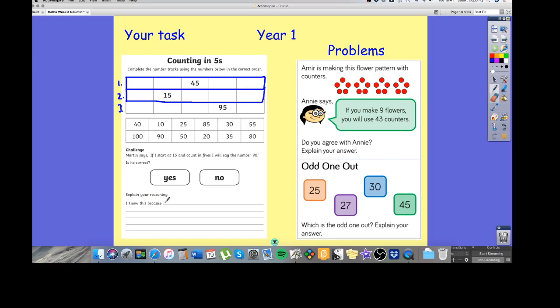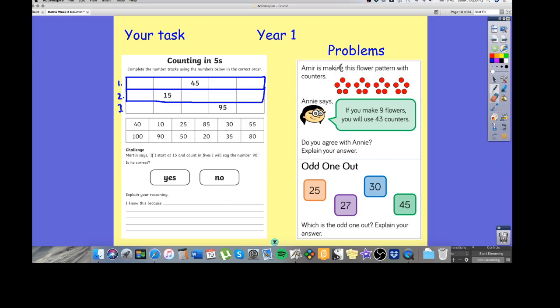That's nice and simple. Explain. So I know I'm correct because. How do you know you are going to say the number 90 if you count in fives? Think about what we've talked about in this video. And if you're really, really stuck, check on your 100 square, but talk to a parent, talk to mum and dad. When you've had a go at that, there are 2 problems.